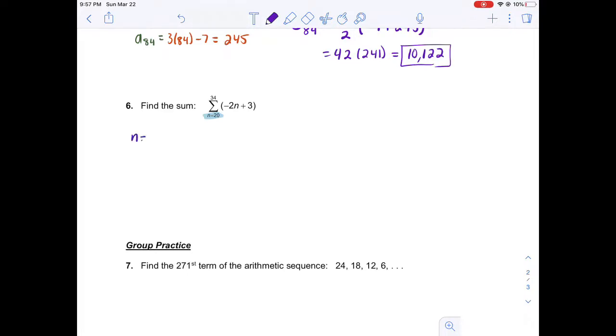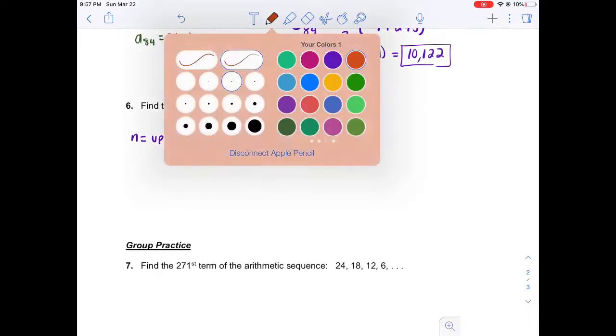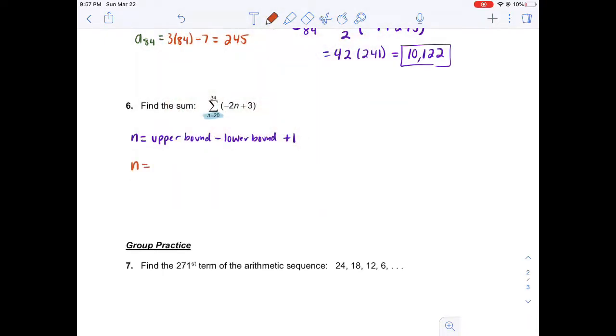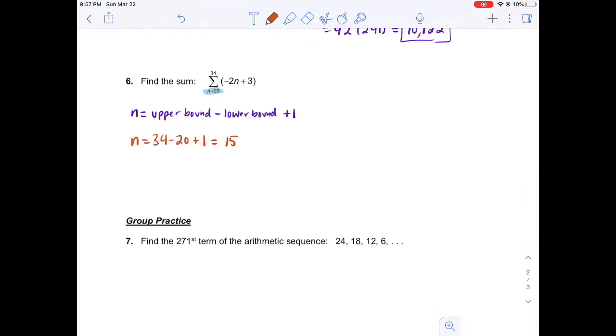The general way to figure this out is that our n in this formula will be the upper bound minus the lower bound plus 1. So for our problem, n, the number of terms that we are taking a sum of, is 34 minus 20 plus 1, and that gives us a value of 15. That means that we are adding up 15 terms between 20 and 34.